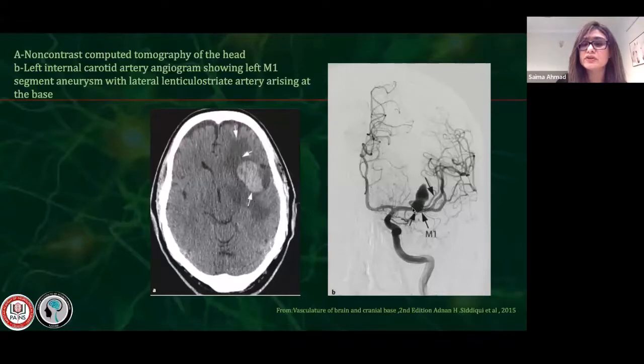But this aneurysm is arising from the M1 segment. You see, this is the M1 segment, and there is a small branch arising from the base, which is a lenticulostriate artery. So this kind of aneurysm is not treated best with surgery. We have to perform the endovascular procedure, and of course with a residual neck. So we do not want to have a lenticulostriate infarct. So the planning is very important.